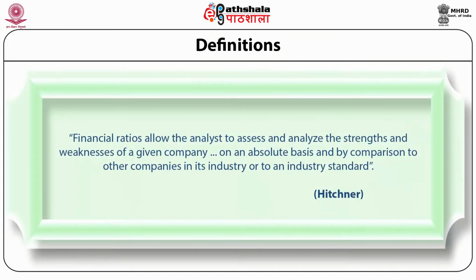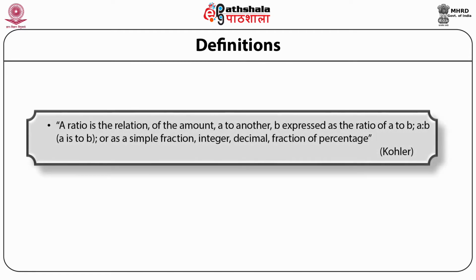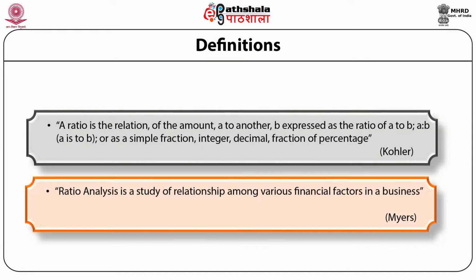Definition. Financial ratios allow the analyst to assess and analyze the strengths and weaknesses of a given company on an absolute basis and by comparison to other companies in its industry or to an industry standard. According to Kohler, a ratio is the relation of the amount A to another B, expressed as the ratio of A to B, that is, A is to B, or as a simple fraction, integer, decimal fraction or percentage. Ratio analysis is a study of relationships among various financial factors in a business.